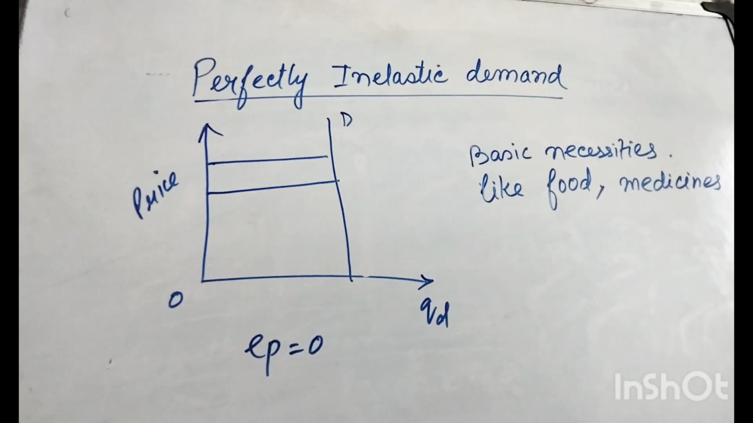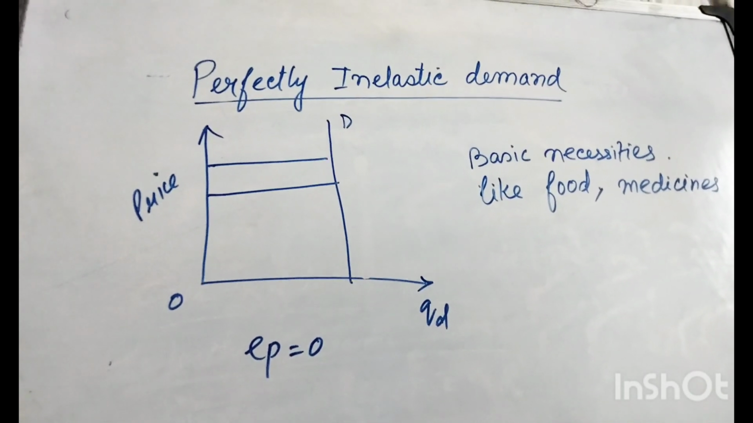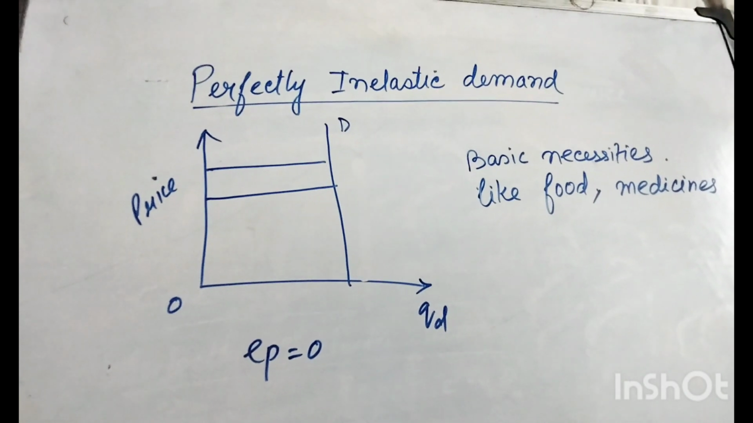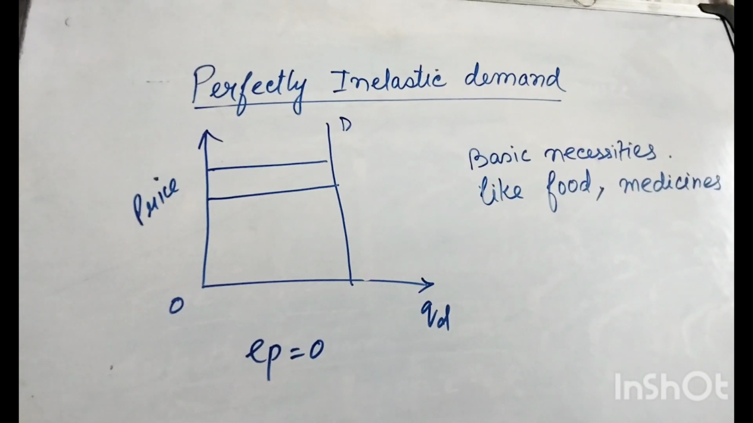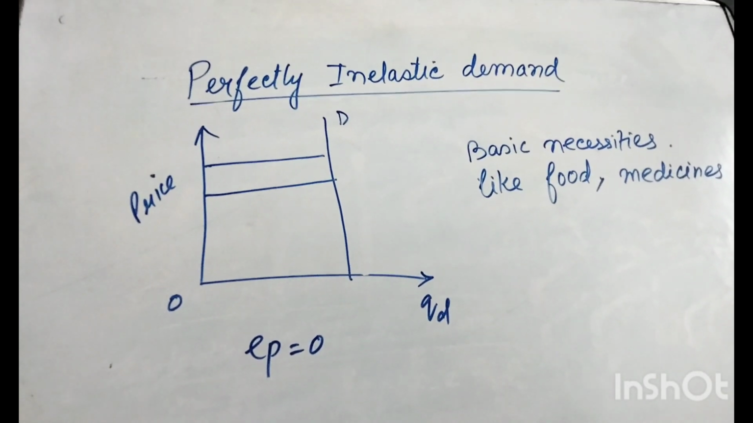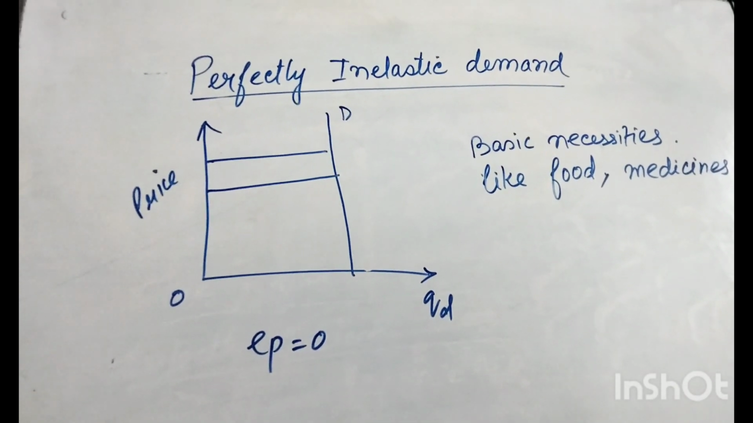In many cases, students always draw this diagram in a wrong way. There is a difference between perfectly elastic and only elastic, perfectly inelastic and only inelastic. So the diagram will be totally different. When it is perfectly inelastic demand, that means there will be no change in the quantity demanded even though the price will change.